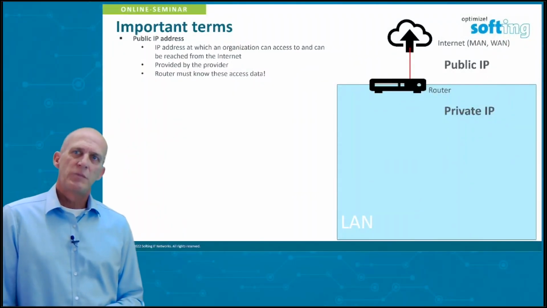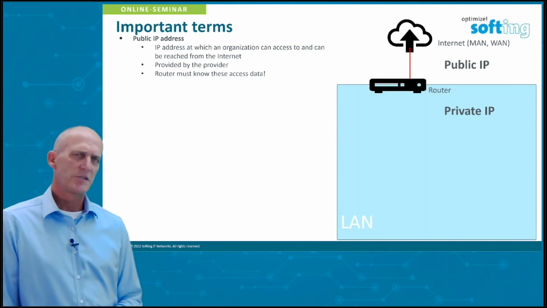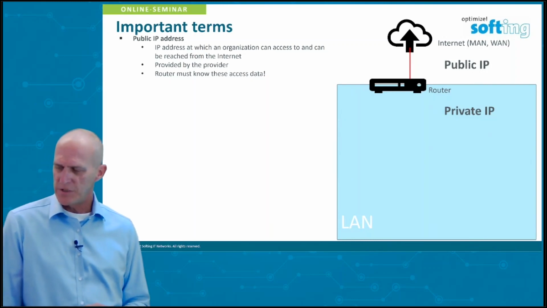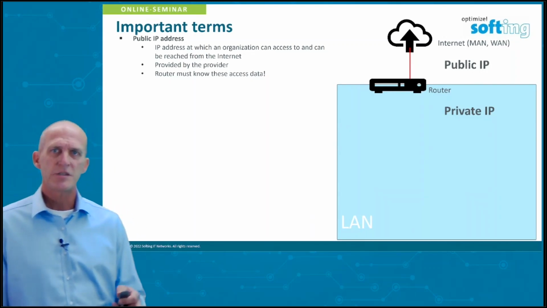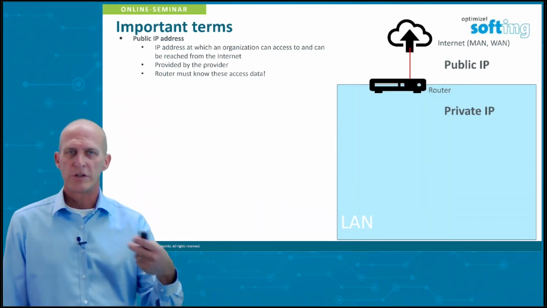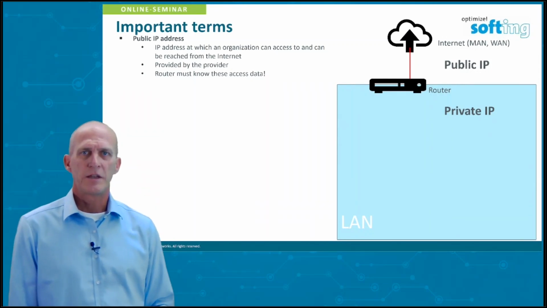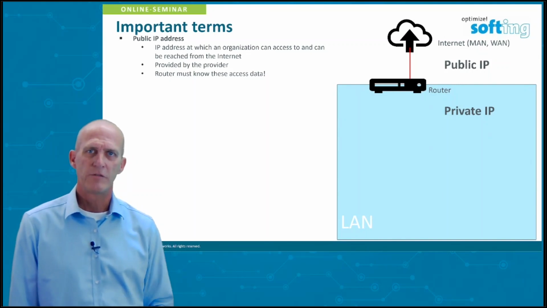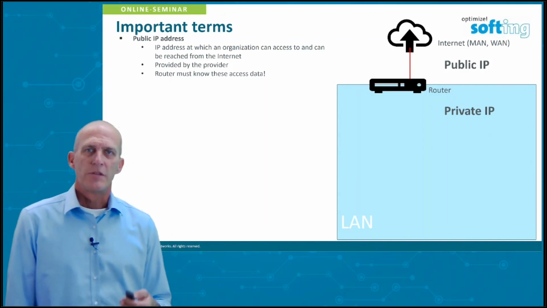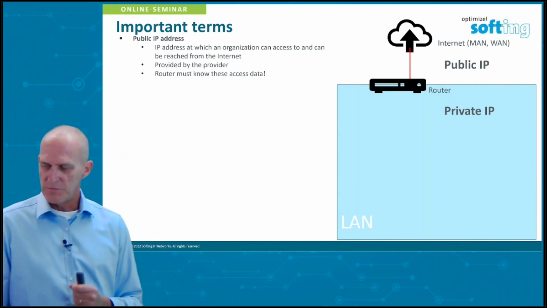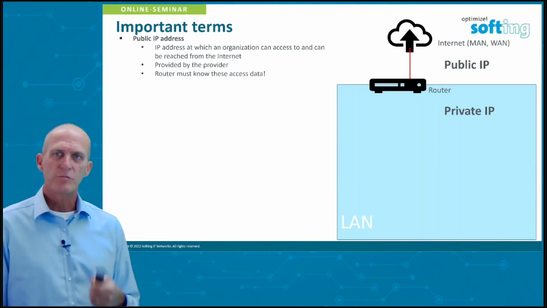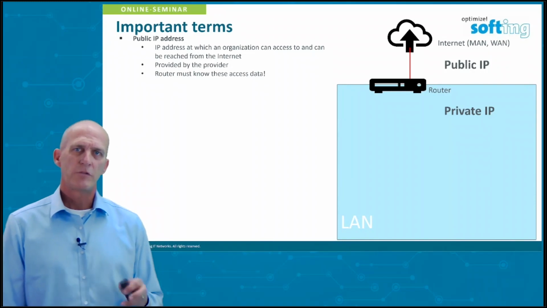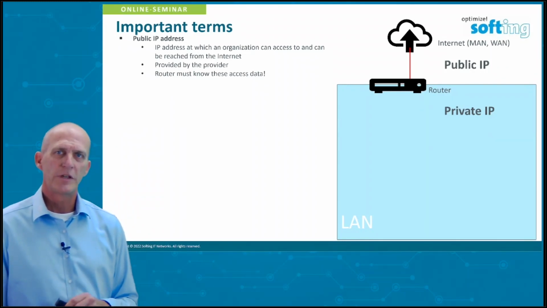Let's look a bit at public and private IP addresses. What's that now? A public IP address is the address your organization or your home has in the internet, in the wide area network or metro area network. That is an IP address that is provided by the network provider, and the router of the network needs to be manually configured to actually work with that public IP address.